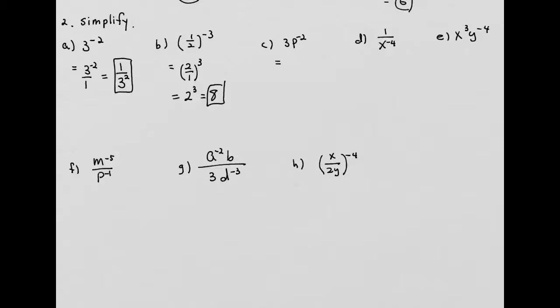The next one, this negative exponent only applies to p, not 3, right? I don't see any grouping, so it's only applying to p. So you're going to get 3 times p to the negative square, which is 1 over p square. And if you wanted to write it in simplest form, you can combine this, which is going to be 3 over p square.